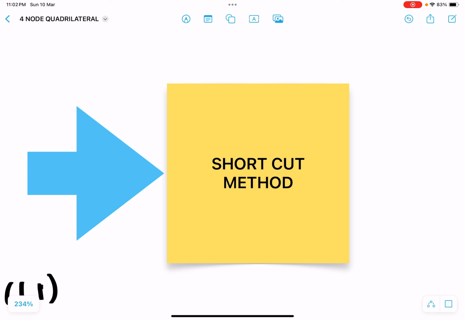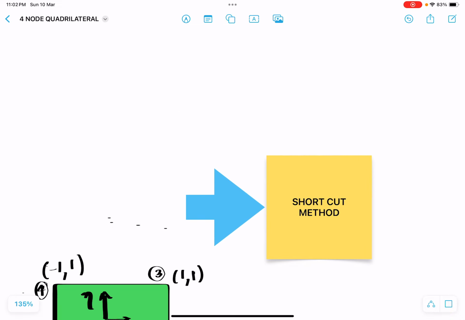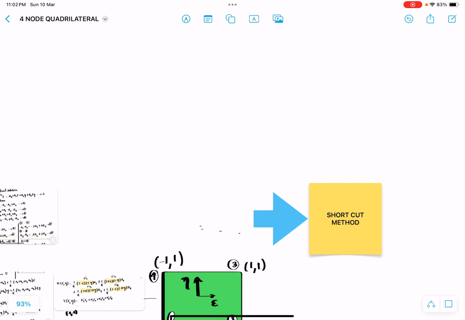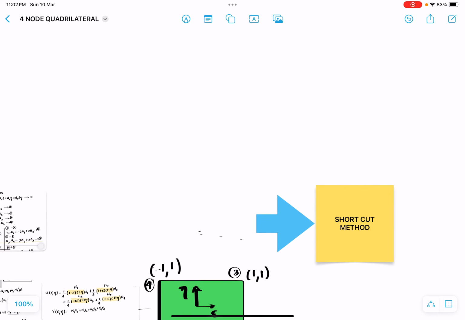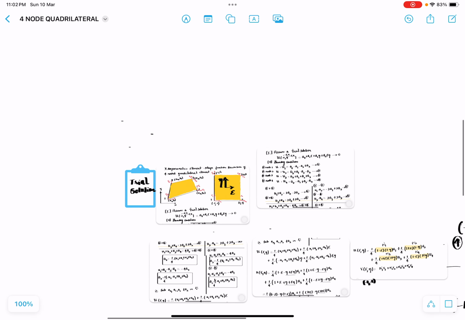But before we delve deeper into deriving the shape functions for the 4-node quadrilateral element, we are going to recapitulate some of the concepts that we learned last class in deriving the shape functions. So we will very quickly recapitulate what we did last class to derive the shape functions of a 4-node quadrilateral element by the conventional method.